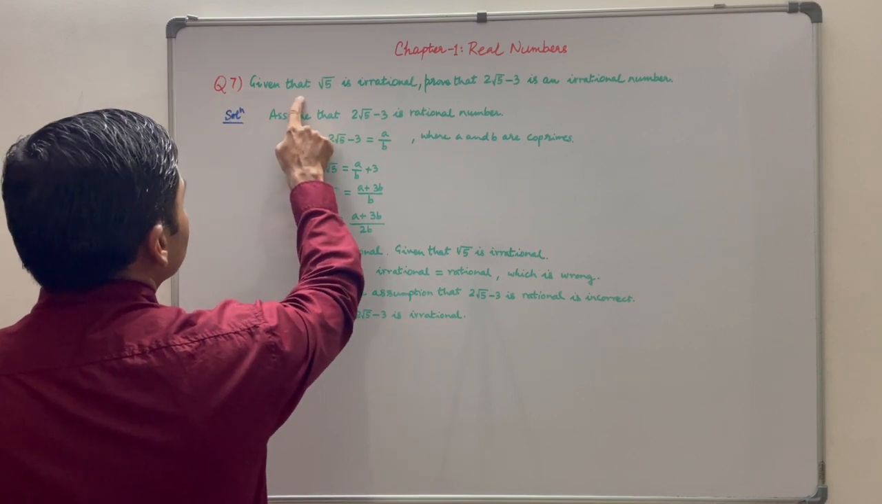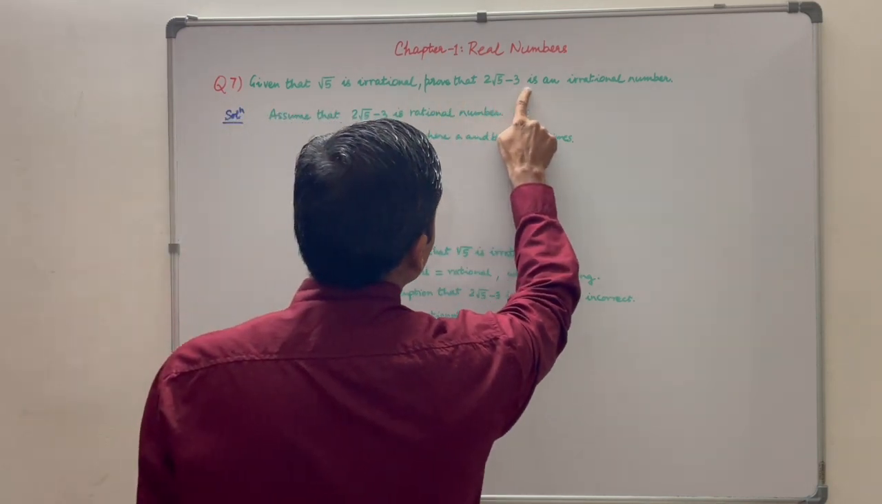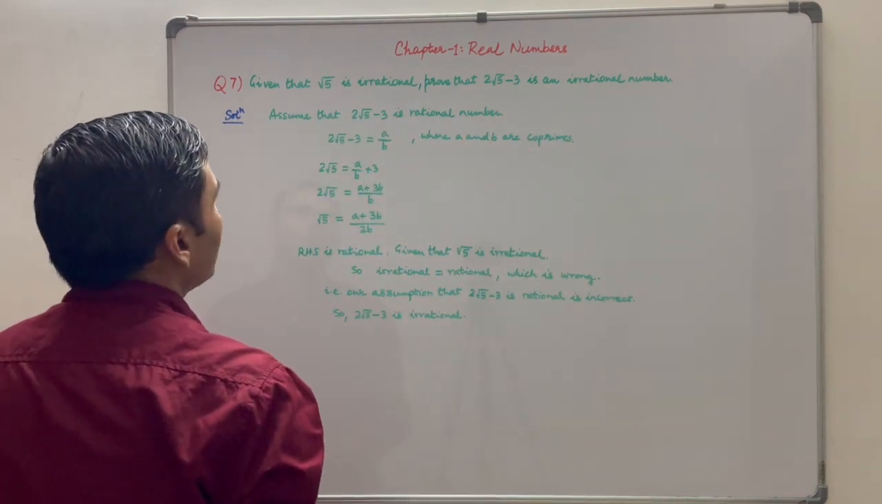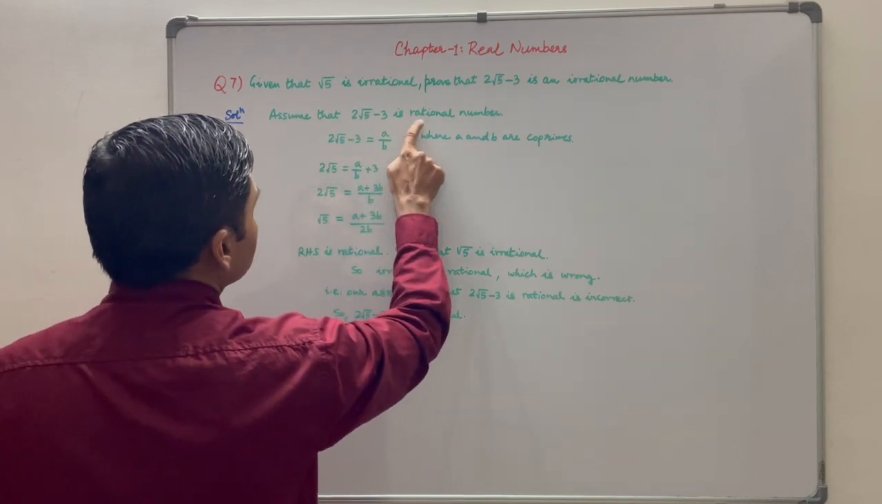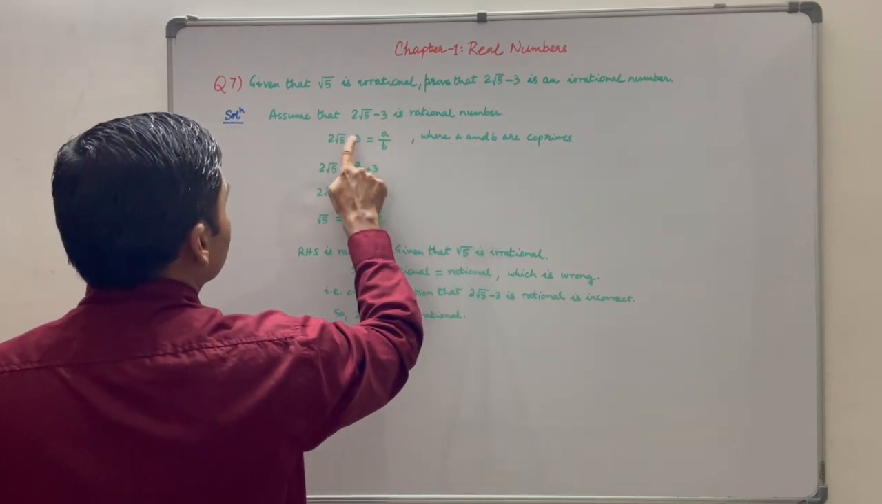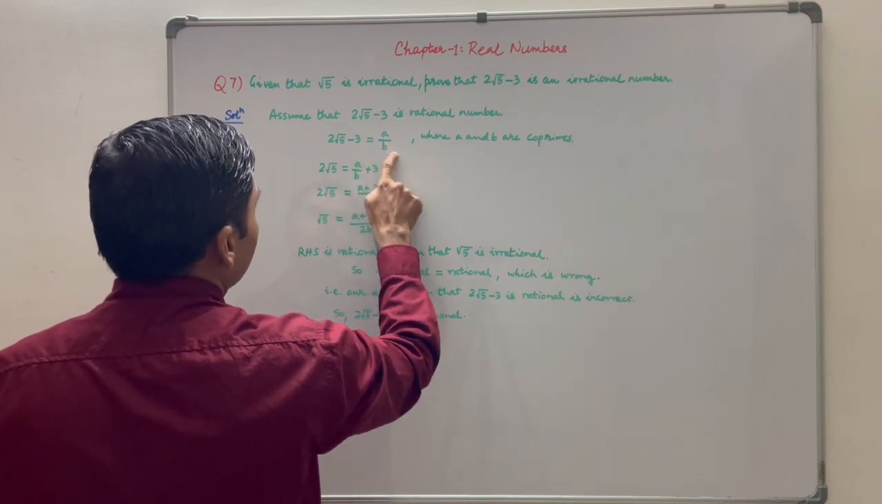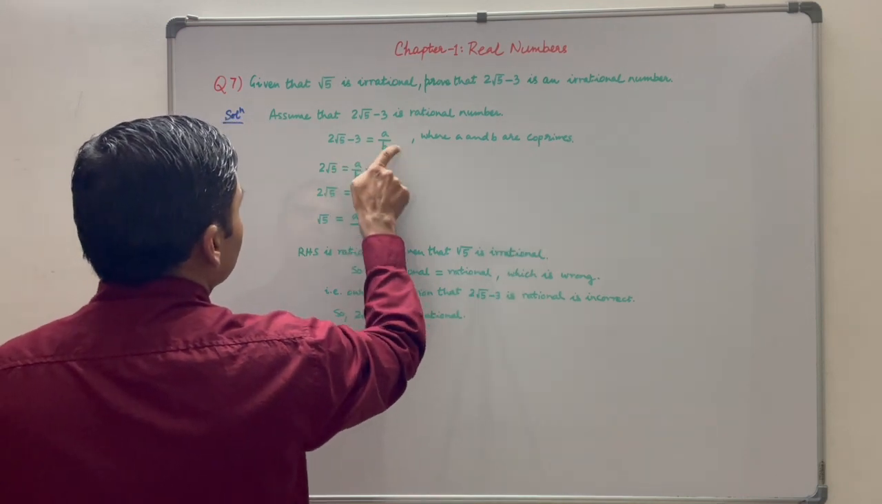Seventh question, given that root 5 is irrational, prove that 2 root 5 minus 3 is an irrational number. We will solve this by the method of contradiction. Assume that 2 root 5 minus 3 is a rational number. So we can write 2 root 5 minus 3 is equal to a by b, where a and b are co-primes. Take 3 to the other side.